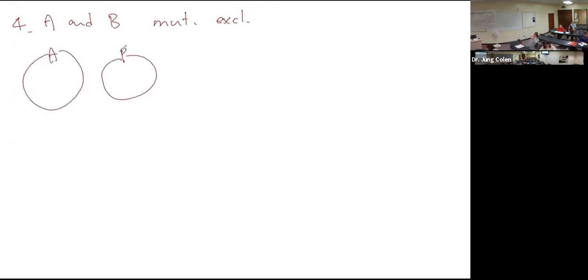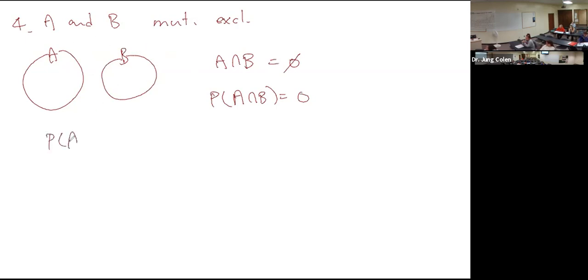To 4. It says A and B are mutually exclusive. What does that mean? Event A and event B have no overlapping part, which means the probability of A and B is an empty set. And what is the probability of A and B? It's 0. It's not going to happen. There's no element in the intersection.